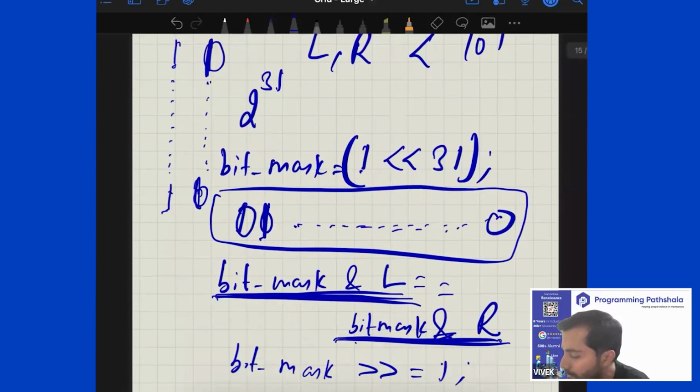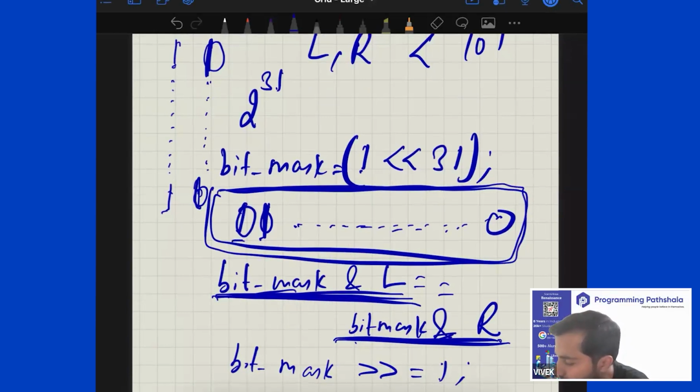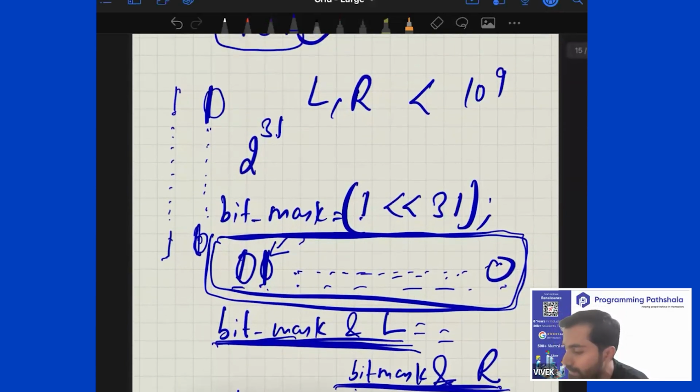See, you take the AND of something like this with a number, then you know for sure that all the other bits are going to be 0. Only if this particular bit is 1, the result will be non-zero. And if this particular bit is 0, the result will be 0. As simple as that. And why right shift? Because we want to inspect all the bits. We started our journey from the highest possible bit, and then we moved on to the next and then the next.